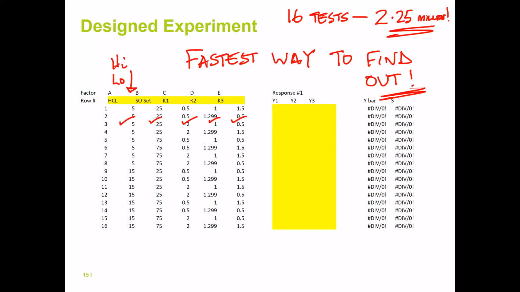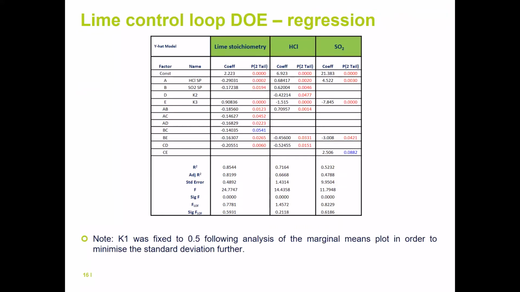So let's have a look what the DOE is going to tell us. And obviously we're going to have, by the way, the yellow space here. This is where the test data goes. Obviously, we're going to have three of these. We're going to have the stoichiometry, we're going to have the HCl, and we're going to have the SO2. So there's going to be these tables, there's going to be times 3 sets of data, and then we're going to find the sweet spot.